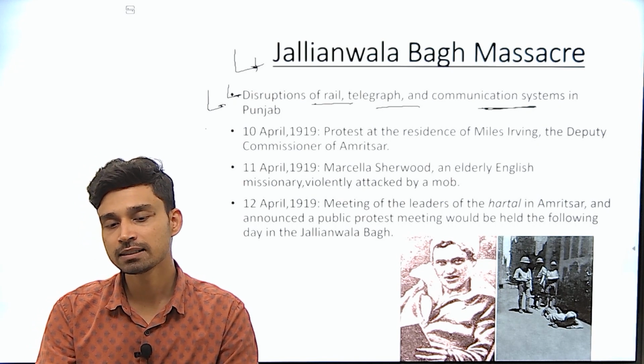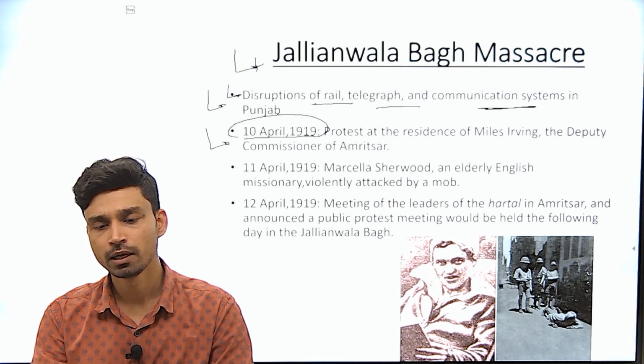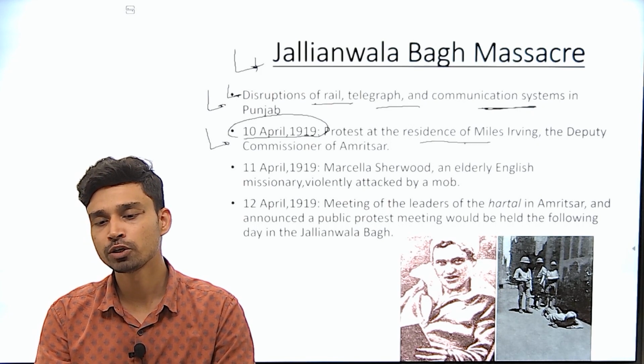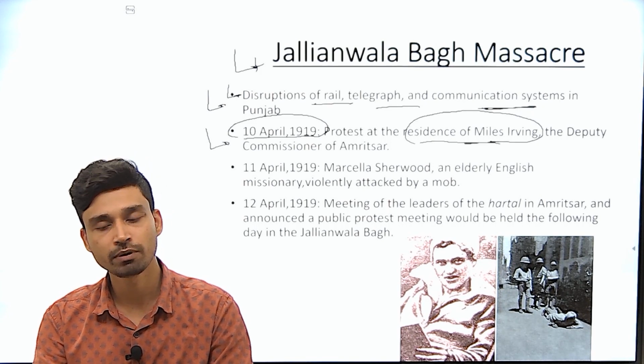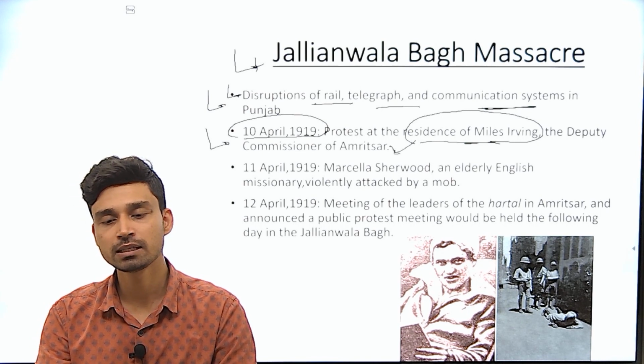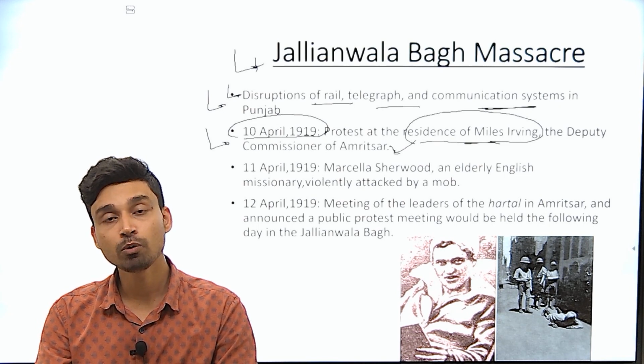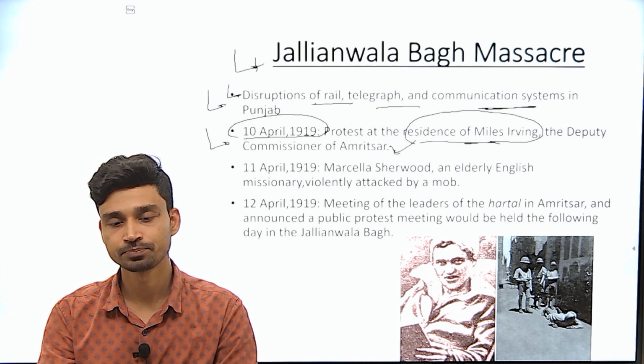One such event happened on 10th April 1919, when people went to the residence of Miles Irving, who was the Deputy Commissioner of Amritsar, and protested at his residence because two of the national movement leaders were arrested.